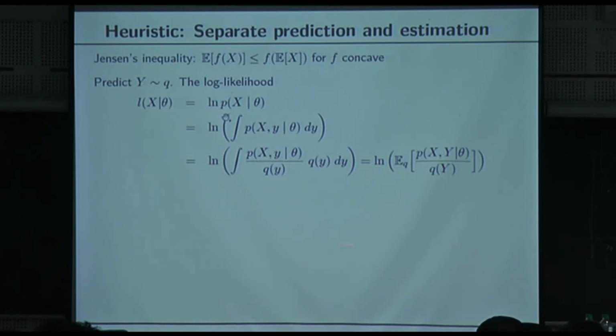It's a log, which is the same as before. The expectation with respect to q takes care of this integral, q(y) dy, of p(x, y | theta) divided by q(y). Y is a random variable. Its density is q(y). So if you write out the expression for this expected value, it's nothing but p(x, y | theta) divided by q(y) times its density little q(y) dy.